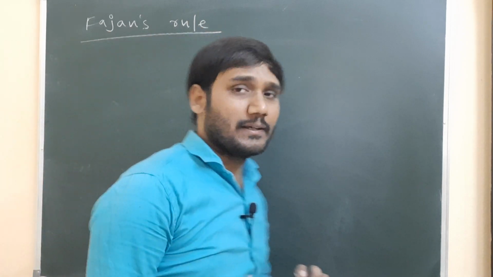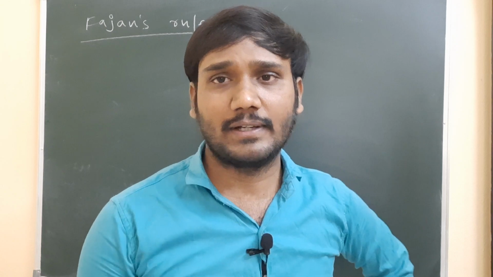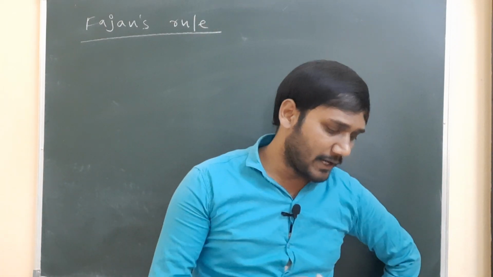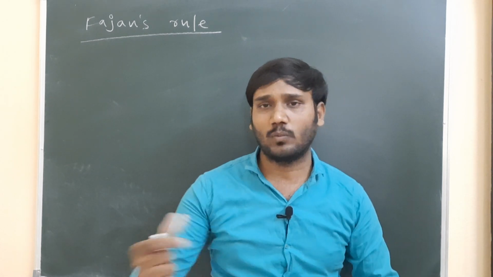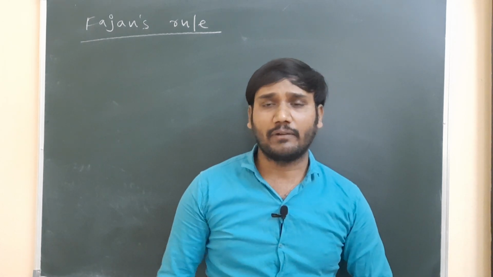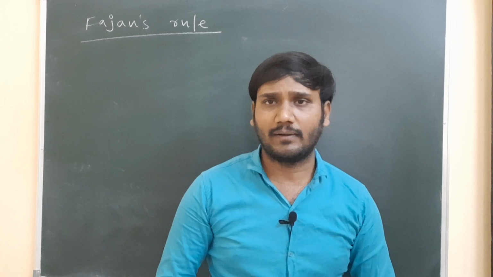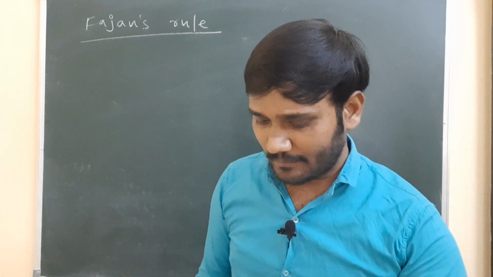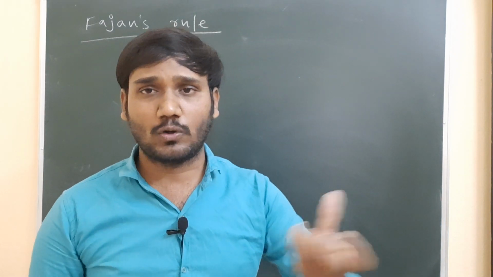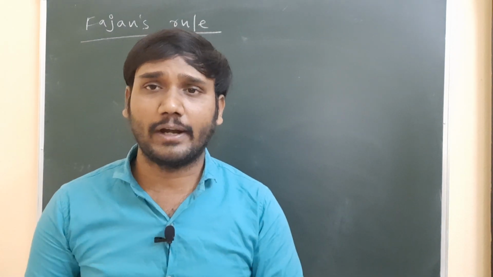Till now we discussed ionic bond formation. An ionic bond is formed between two oppositely charged ions, one a cation and one an anion, with electronegativity difference more than 1.7. Only under that condition is an ionic bond formed. We also discussed that chemical bonds are of three types: covalent bond, ionic bond, and coordinate covalent bond.